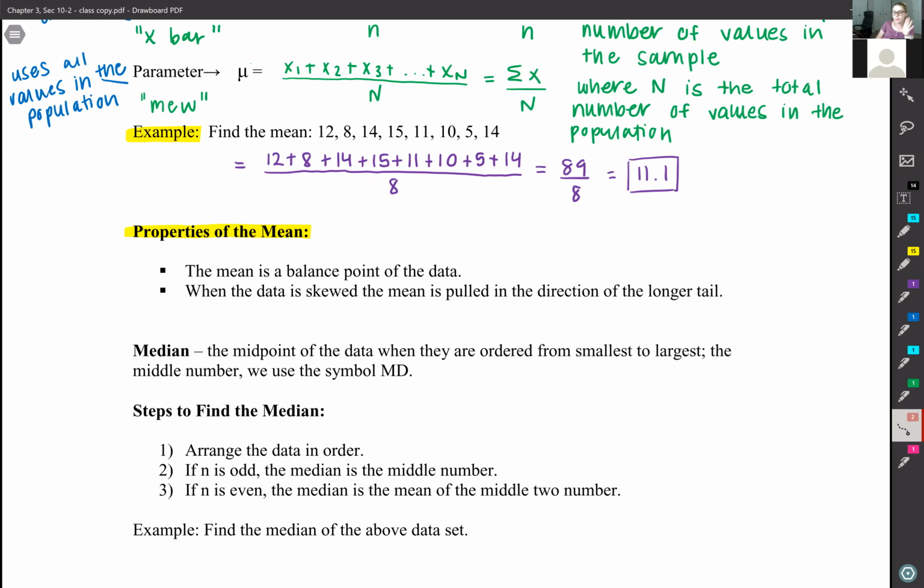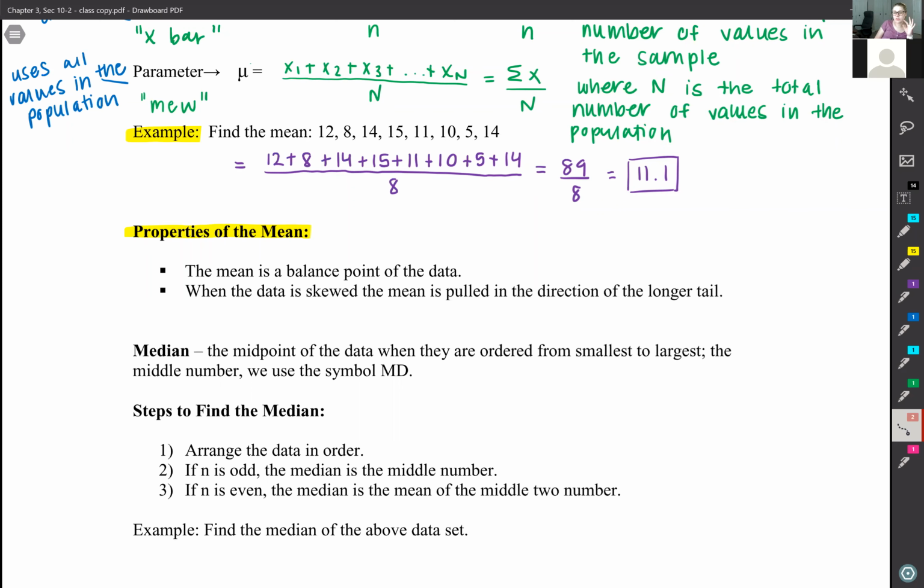Okay, those are just the properties of the mean. If you want, I believe they're also written in the textbook. You know what? These ones might not be in the textbook. But you could definitely read more in the textbook about the mean, and they'll walk through some examples.